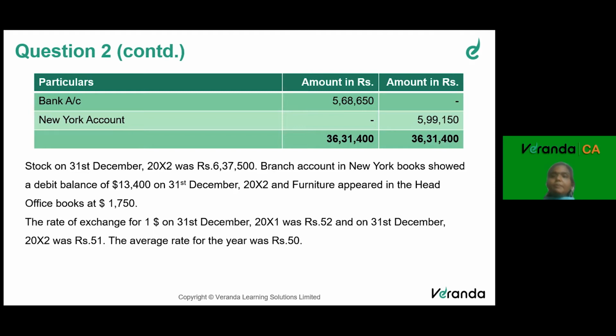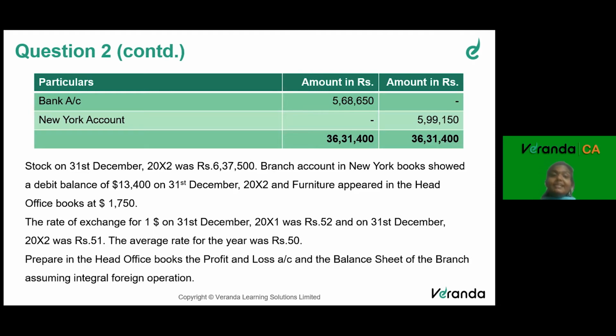So first, we'll prepare the converted statements. What you have to prepare is in the head office books. Who is the head office here, people? Chennai or New York? So in their books, I have to prepare the P&L account and the balance sheet of the branch, assuming integral foreign operation. So in head office books, all the amounts are in rupees. I have to convert them to dollars.